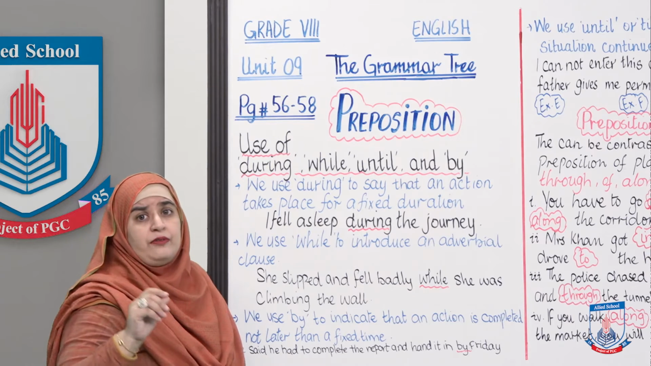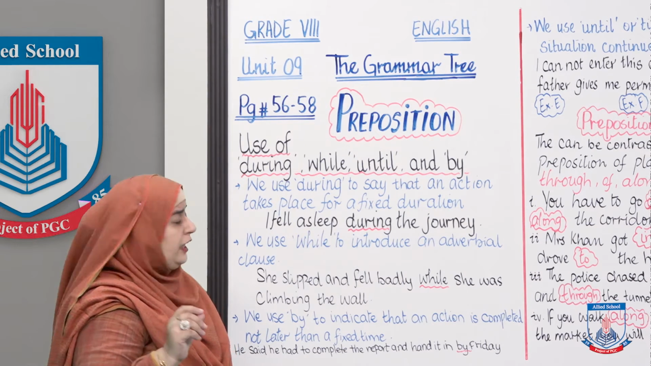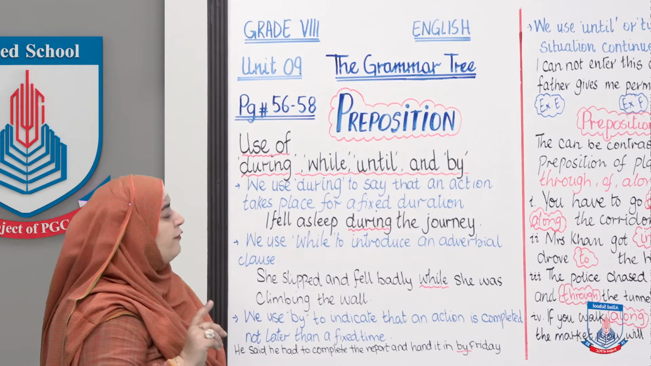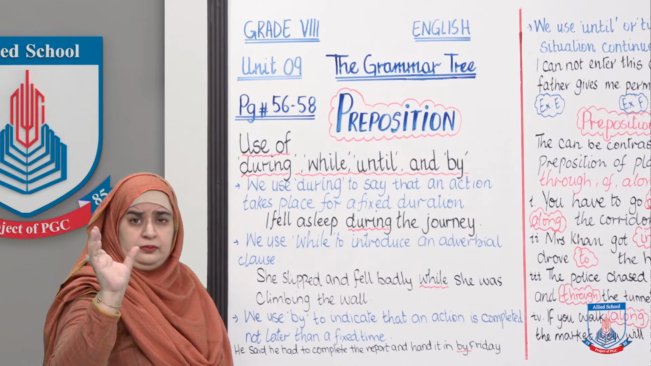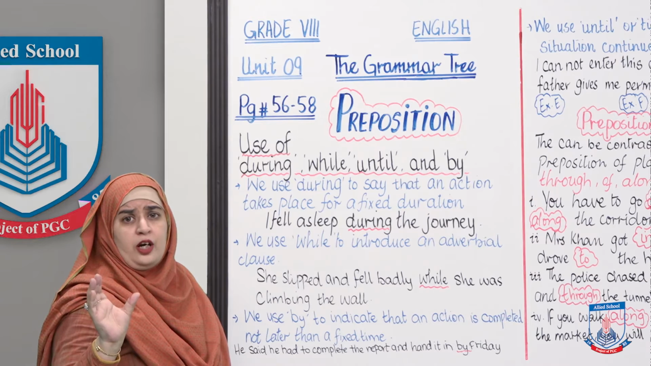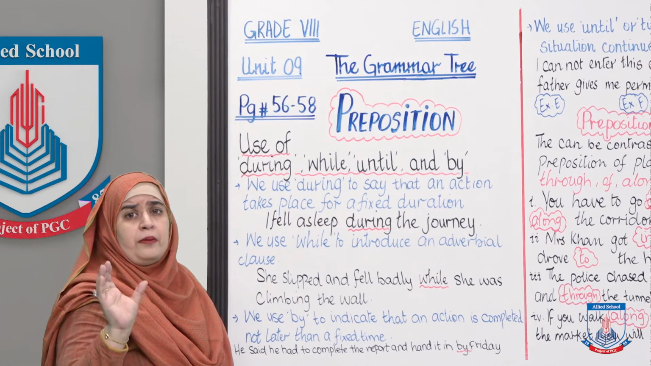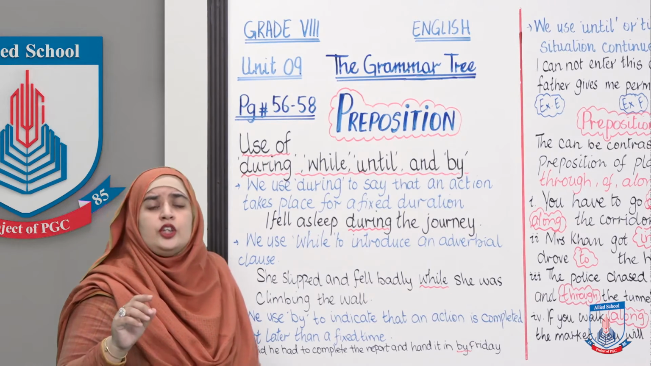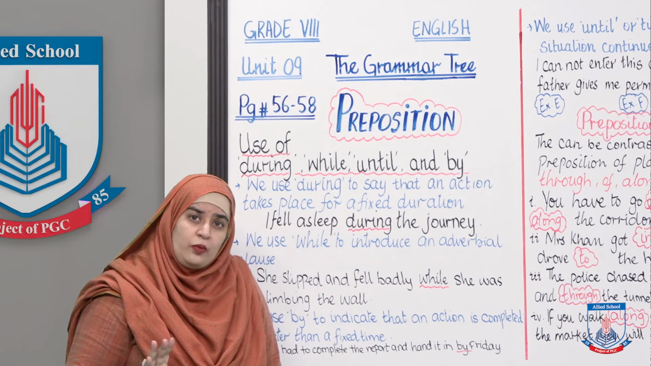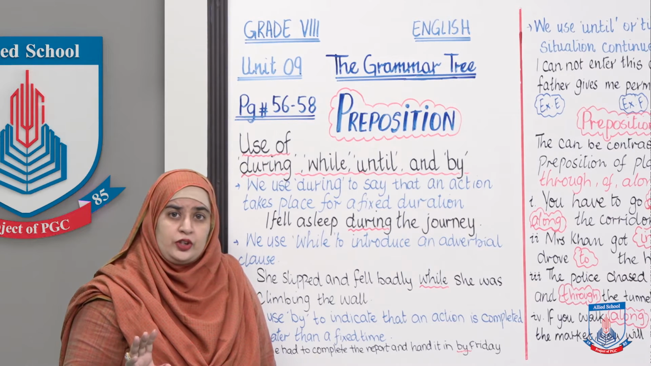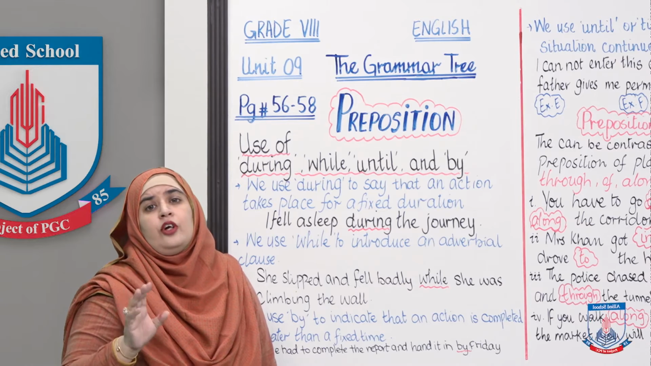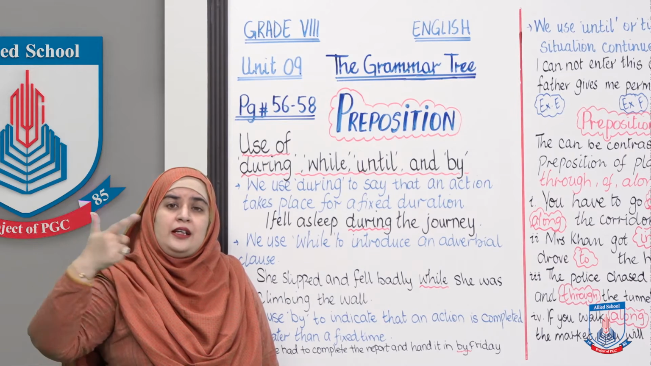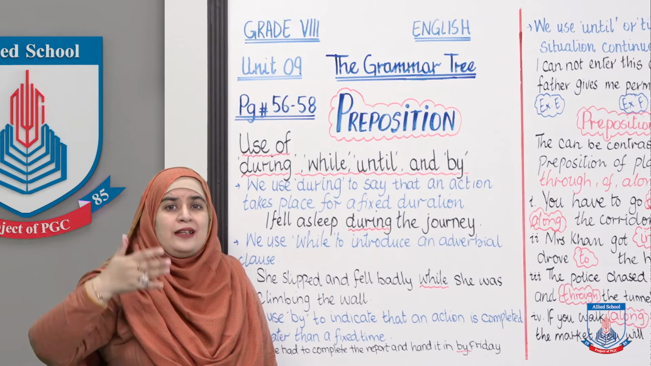First of all, we will know where to use the preposition during. It says that we use during to say that an action takes place for a fixed duration. For an action happening within a fixed duration, we use the preposition during. Example: I fell asleep during the journey. So whatever lengthy the journey was or whatever short the journey was, he had fallen asleep during that time, right? So it was a specific beginning point and an ending point and he fell asleep in between.